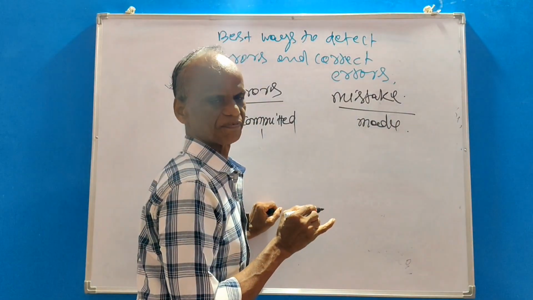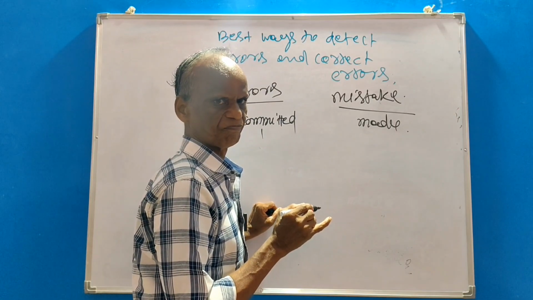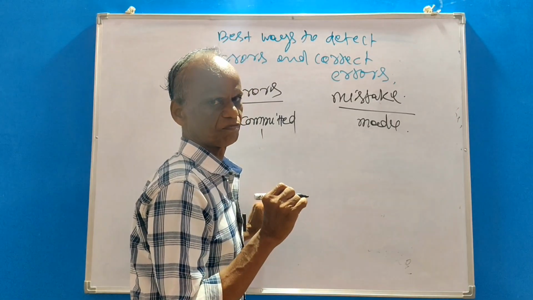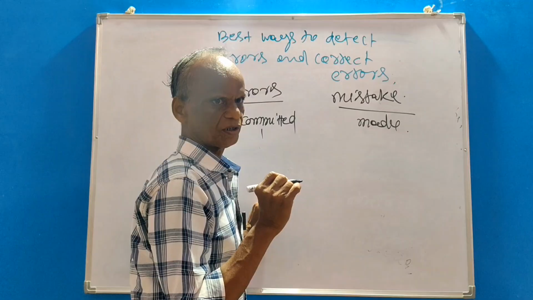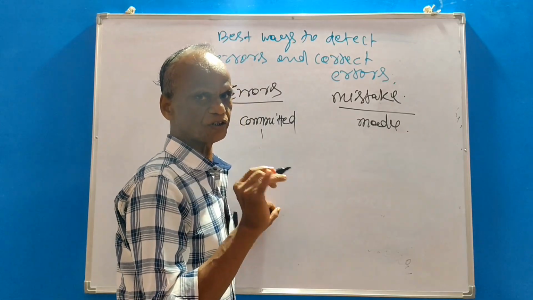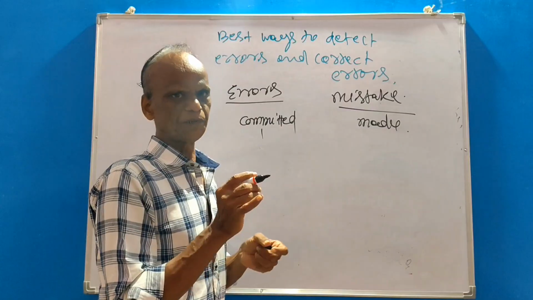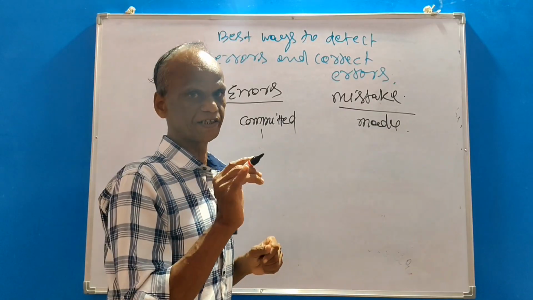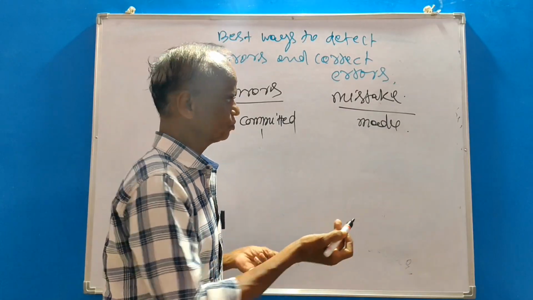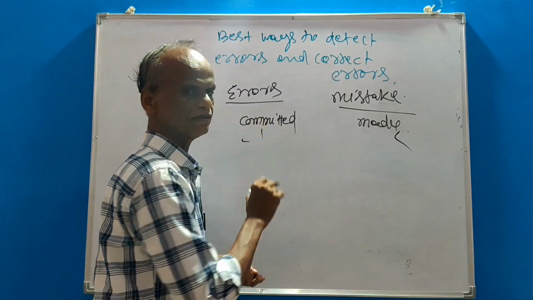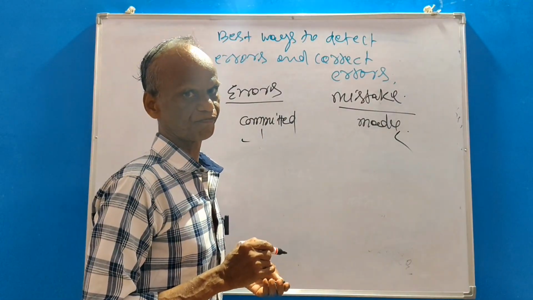Mistakes are made. For example, if you ignore the order of your master, it will be a mistake. If you ignore the order of your parents, it will be a mistake. So mistakes are made, errors are committed.